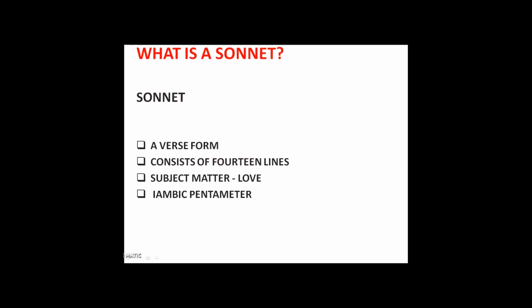So, what is a sonnet? A sonnet is a verse form that consists of 14 lines. The subject matter of a sonnet is ideally love. The sonnet is always written in iambic pentameter.